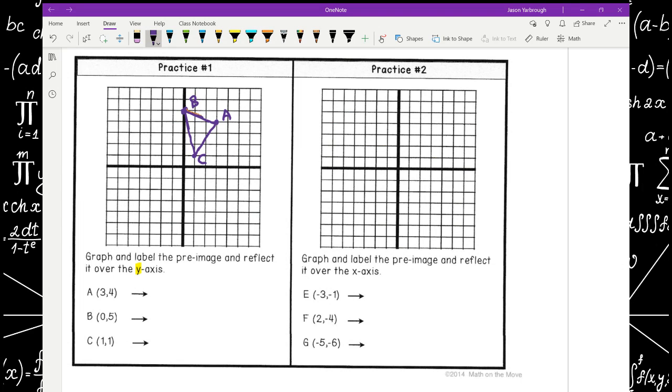Now we need to make this into its new shape. So for our new shape, we go ahead and change the color on this. We get A prime, B prime, and C prime. Since it's the y-axis, the y stayed the same, and the x becomes its opposite. So A becomes -3, +4. B is 0 because -0 is still 0, and then 5. And C is at -1, +1.